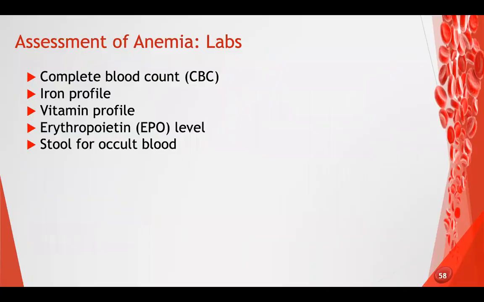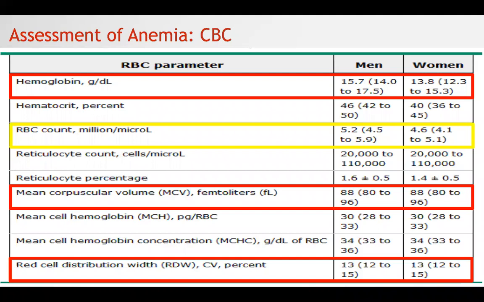So with assessing anemia, some labs that we need to look at would be a complete blood count, iron profile, vitamin profile, erythropoietin level, and a stool sample for occult blood. So with our CBC, we know that hemoglobin carries oxygen throughout the body. And individuals who have anemia, remember, it's going to be less than 12 grams per deciliter for women, less than 13 grams per deciliter for men.